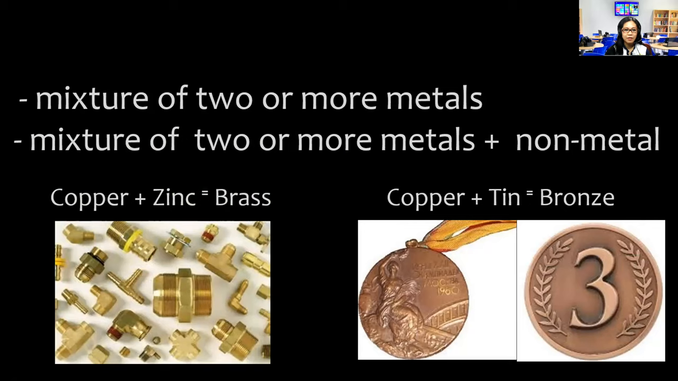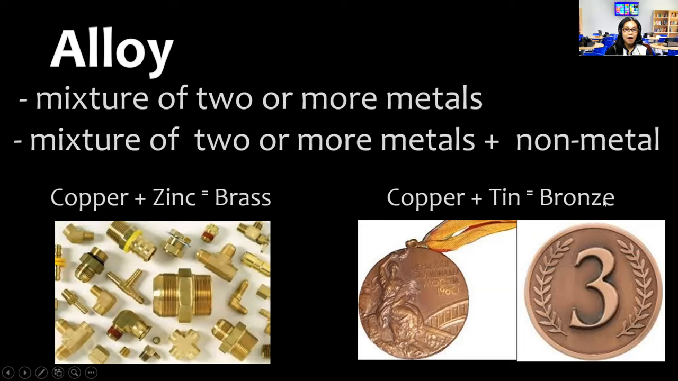Okay, these are alloys. An alloy is a mixture of two or more metals, or metals and non-metals. For example, if you combine copper plus zinc, you will have brass, and that is an example of an alloy. Brass is an alloy. Another one, if you combine copper and tin, you will have bronze. So bronze is an example of an alloy.